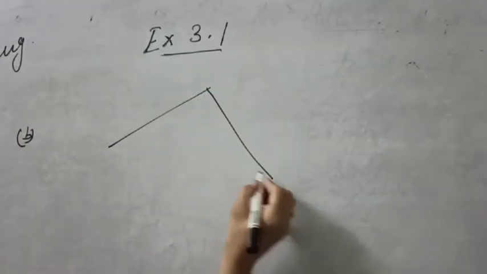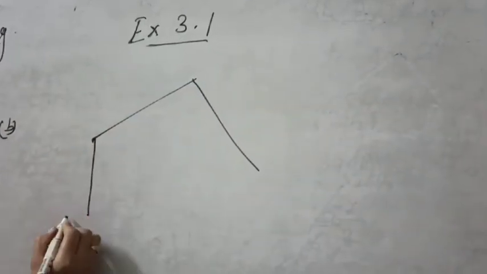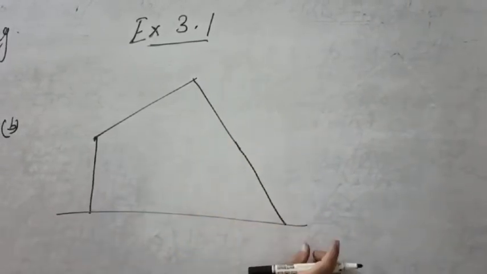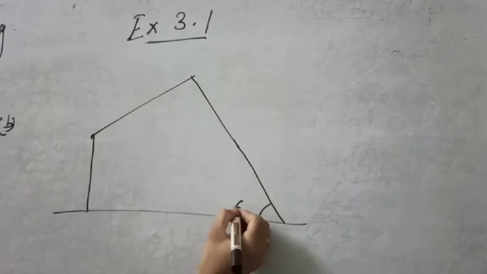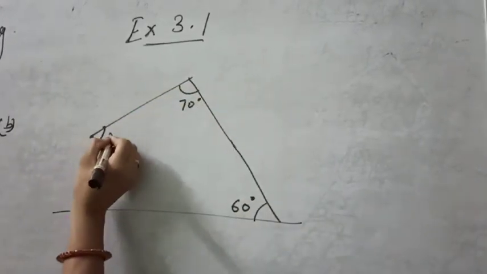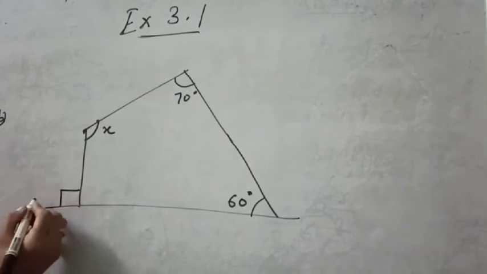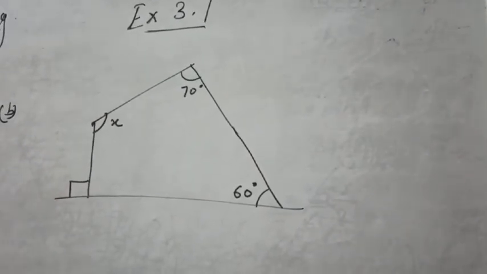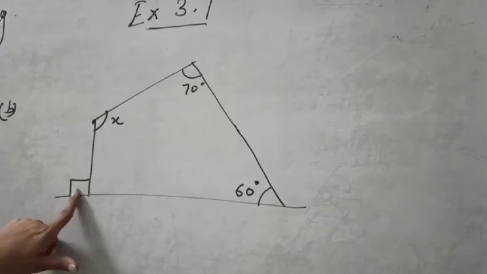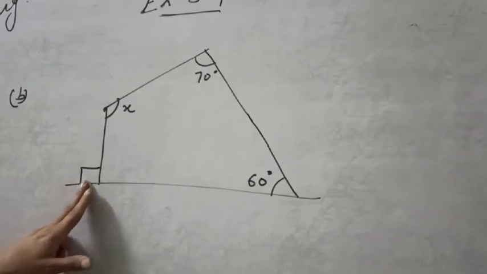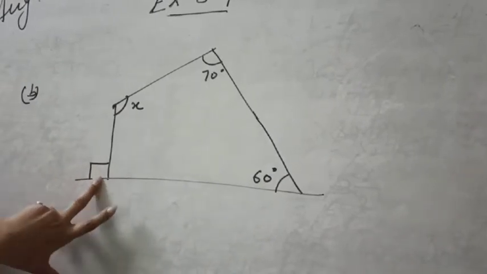This is the figure. This one is given to you as 60 degree. This is 70 degree. This is x, and this angle is given to you with this sign. Now this square sign represents that this exterior angle, it's exterior, outside the figure, so it's not interior, it is exterior. Now this exterior angle measures 90 degree.